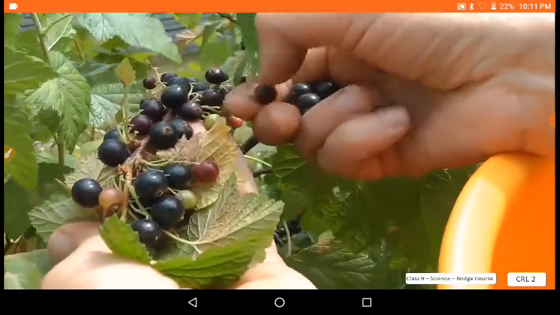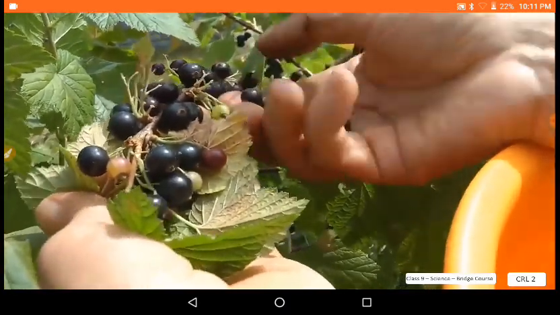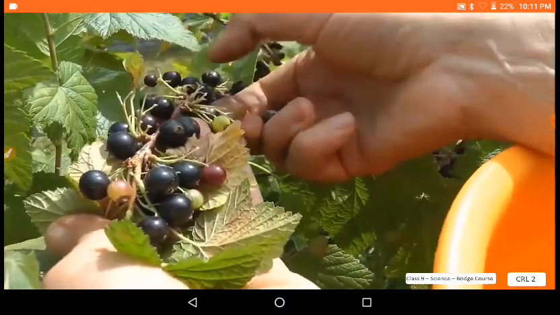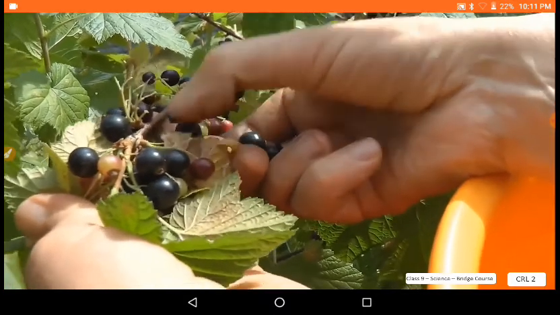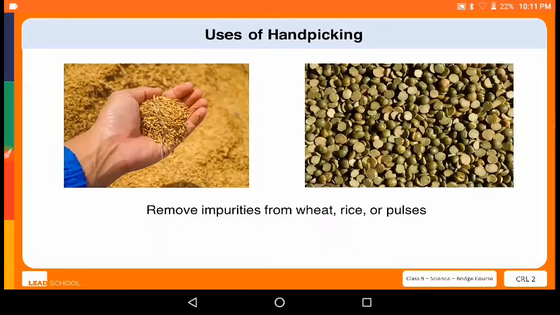Here, we can see how hand-picking is being used to separate the purple berries that are ripe from the green berries that are unripe. Hand-picking can also be used to remove impurities such as dirt and stones from wheat, rice, or pulses.